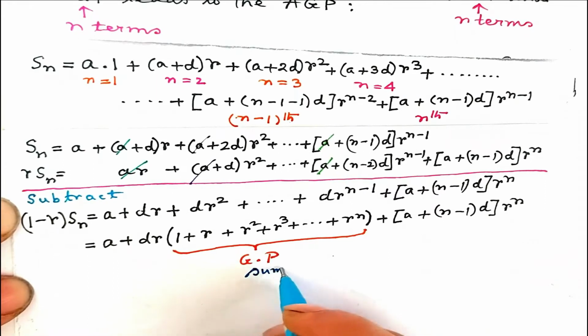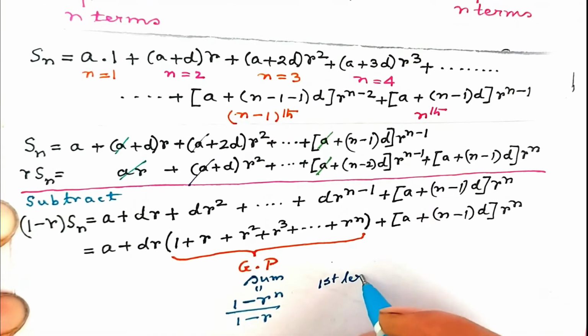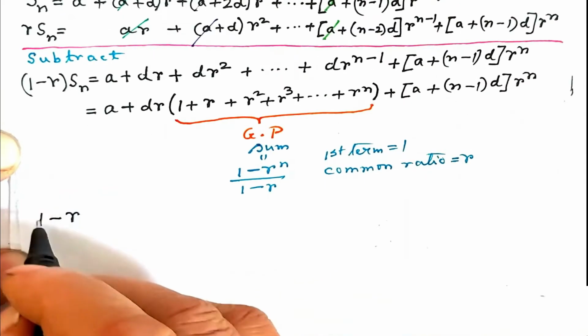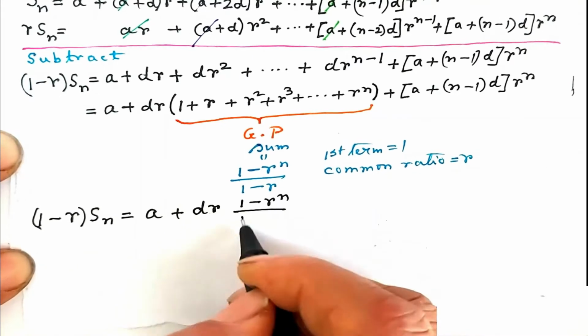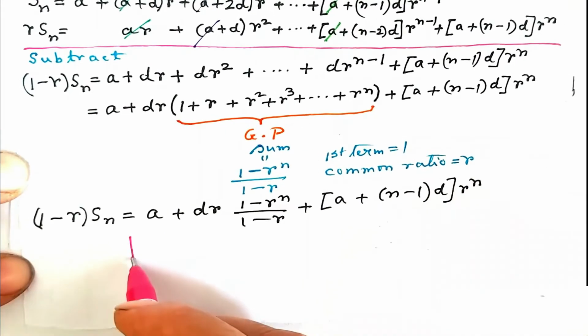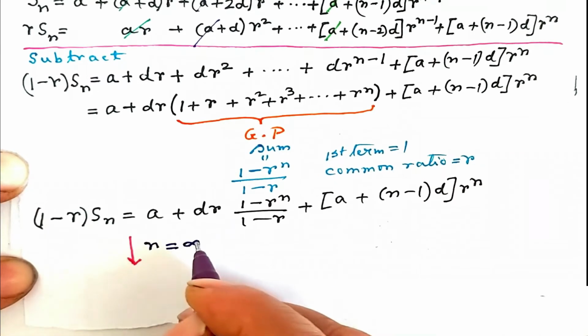The sum of which is 1 minus r to the power n divided by 1 minus r. This is because the first term is 1 and the common ratio is r. We thus have the sum. Let us extend this series to infinity. So put n equal to infinity.